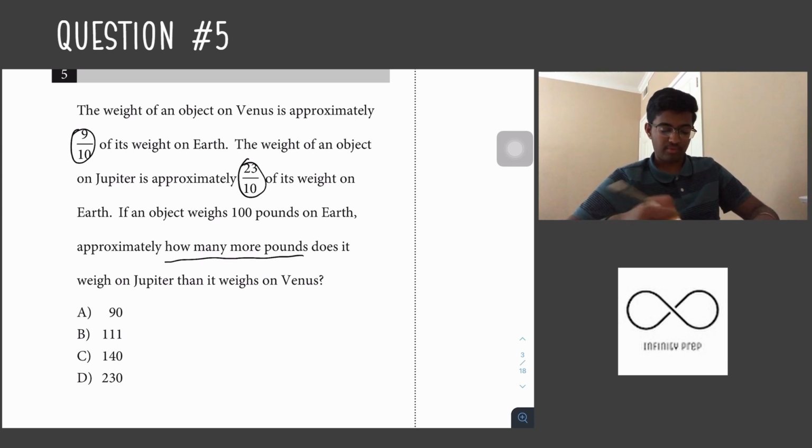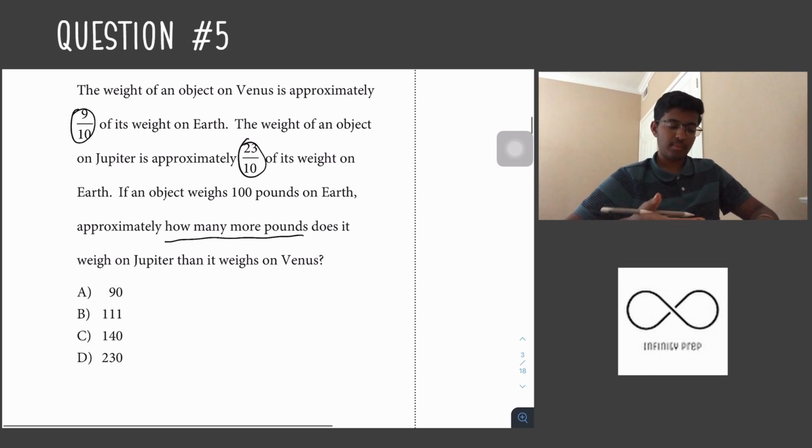This does not mean that we find how many pounds the object weighs on Jupiter or Venus. We need to find the number of pounds it weighs on Jupiter minus the number of pounds it weighs on Venus. So, to get the number of pounds it weighs on Venus or Jupiter, what we have to do is multiply 100 by either 9/10 or 23/10.